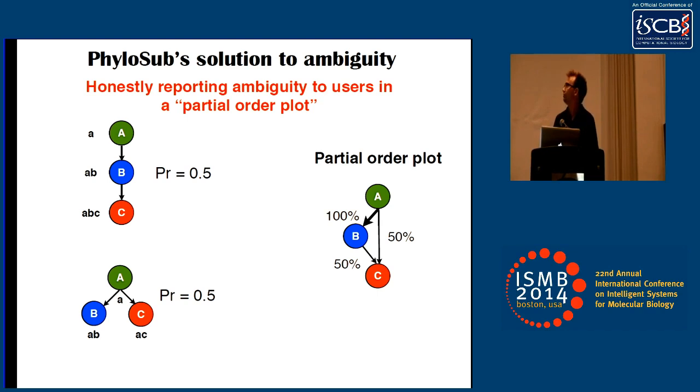So what do we do when we have ambiguous trees? What we do is we honestly report the ambiguity to users in what we call a partial order plot. Say we have two phylogenies that are equally consistent with the data. So we assign both a posterior probability of 0.5. Well, we combine those two phylogenies together. We say, okay, in every single phylogeny that's consistent with the data, A is a parent of B. In 50% of the phylogenies, A is a parent of C.